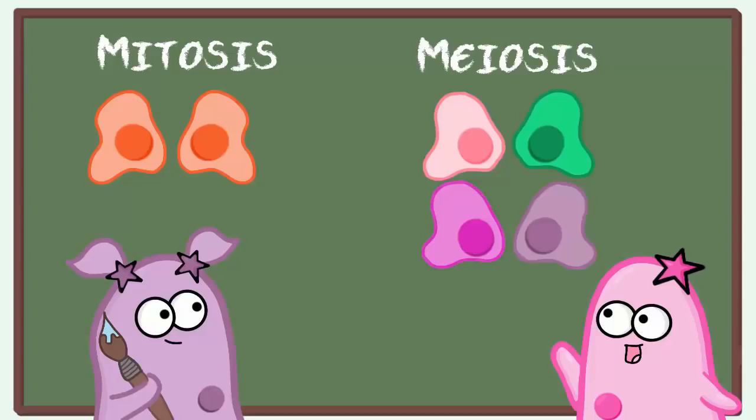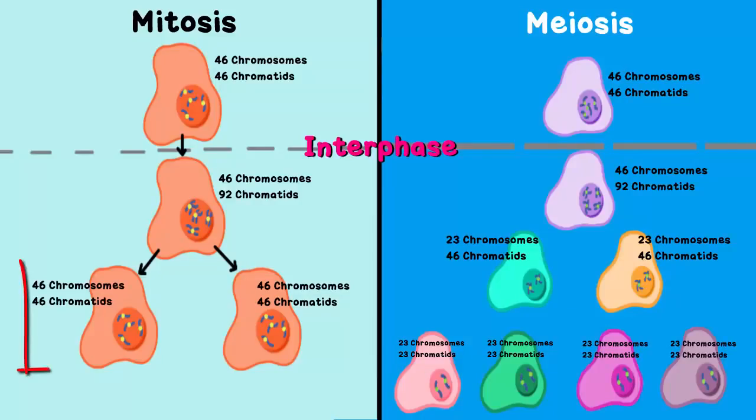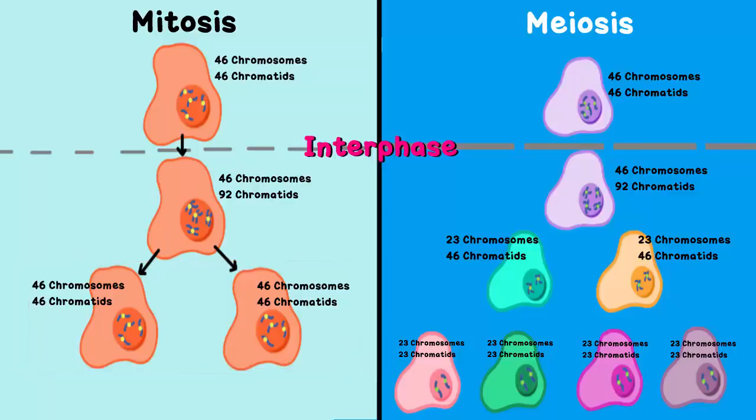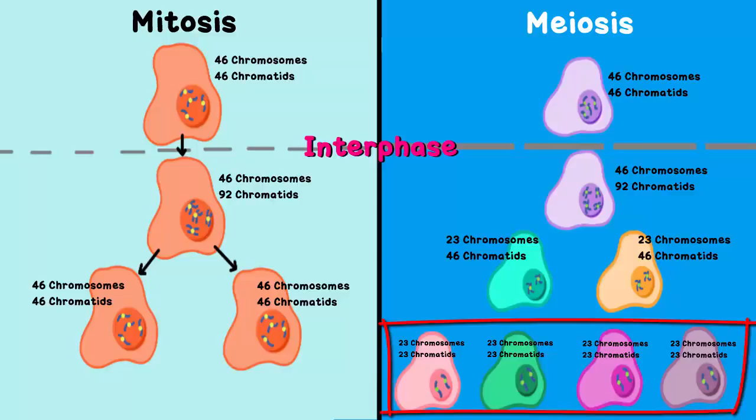Just a reminder that in mitosis, the resulting 2 cells are identical. So they have the same number of chromosomes as the original cell. So the 2 daughter cells after mitosis have 46 chromosomes and they're identical. But in meiosis, it's a reduction division. The 4 daughter cells have half the amount of chromosomes as the original cell. That's why each daughter cell after meiosis has 23 chromosomes.